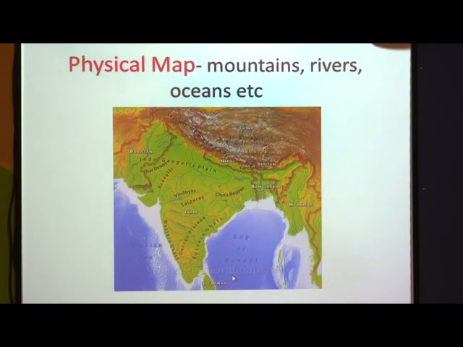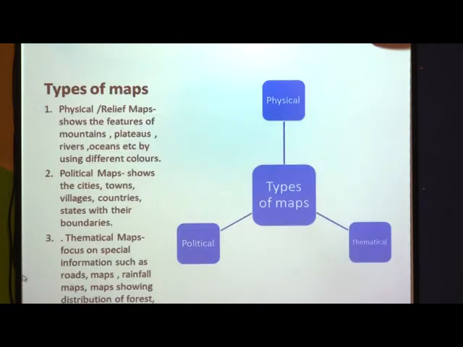Now, the third one is thematic map. What do you mean by thematic map? A thematic map focuses on special information. It is very important, children. It focuses on a particular piece of information, such as roads. If you want to show only the roads, highways, national highways, then we use thematic maps.